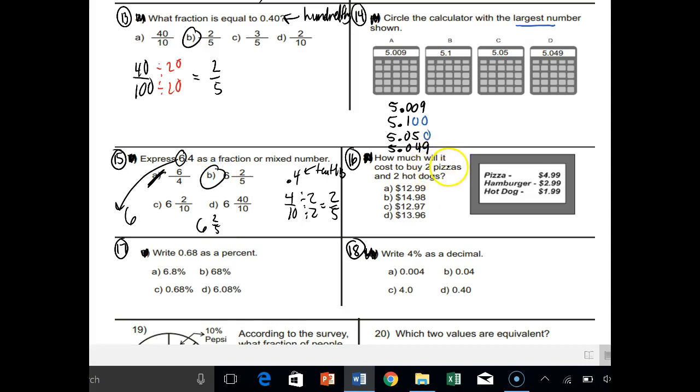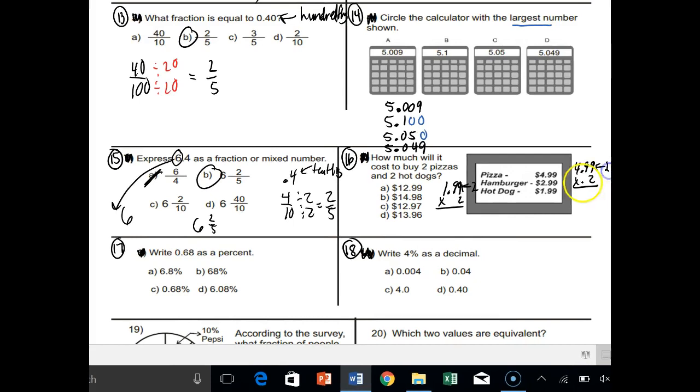How much will it cost to buy 2 pizzas and 2 hot dogs? So 2 pizzas, you're going to have to do $4.99 times 2. And 2 hot dogs, you're going to have to do $1.99 times 2. You're going to actually have to do this math, right? And remember to swoop twice on both, because you had 2 decimals. And then you're going to have to add your answers together to get your total, right?